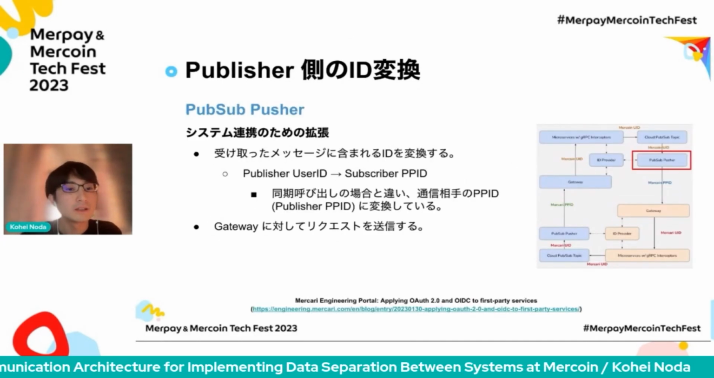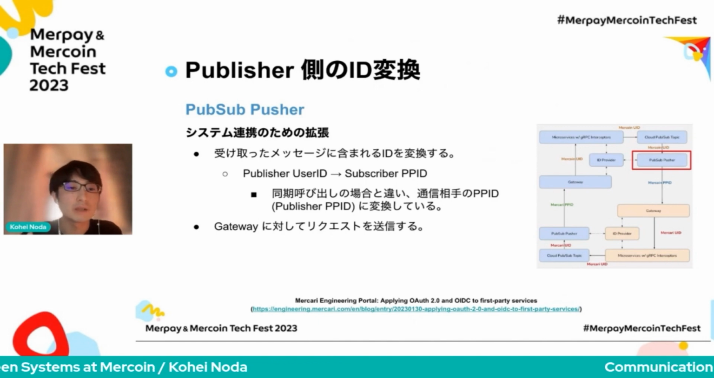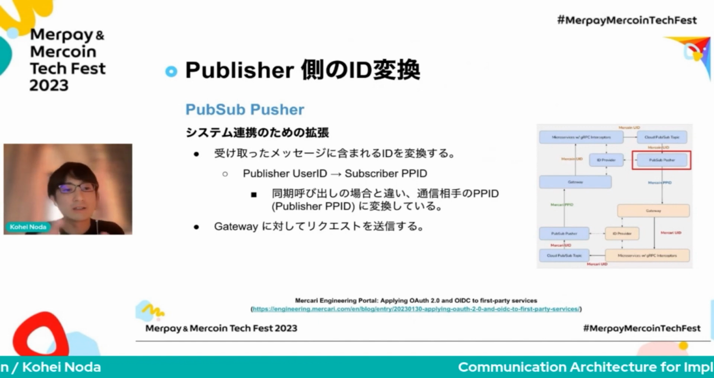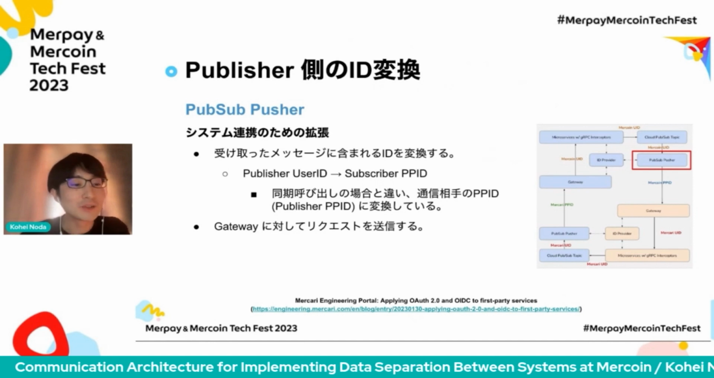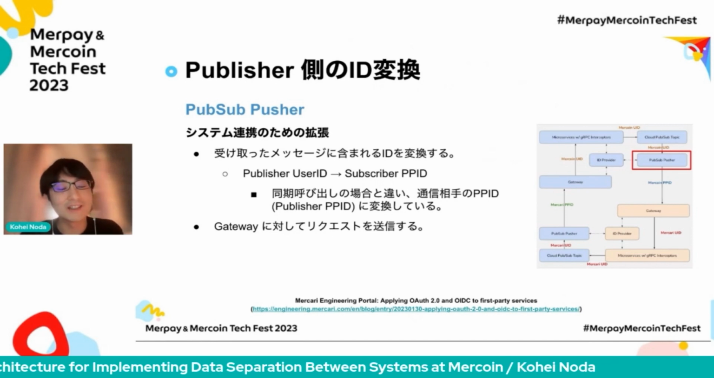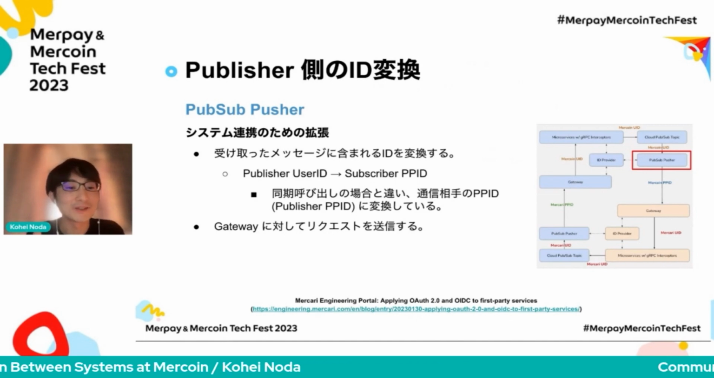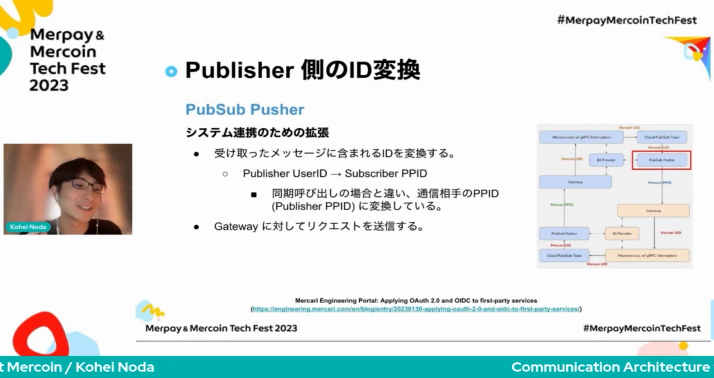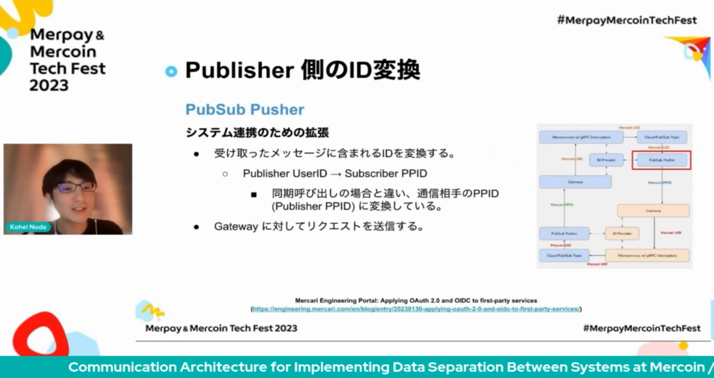And we have extended this function. So the Pub/Sub Pusher now has ID conversion. Within the Pub/Sub Pusher, the user ID is converted to the subscriber's app ID. So this is different from a synchronous call because here it is converted to the subscriber's app ID. The reason is complex. So again, if you're interested, please read our IDP tech blog.